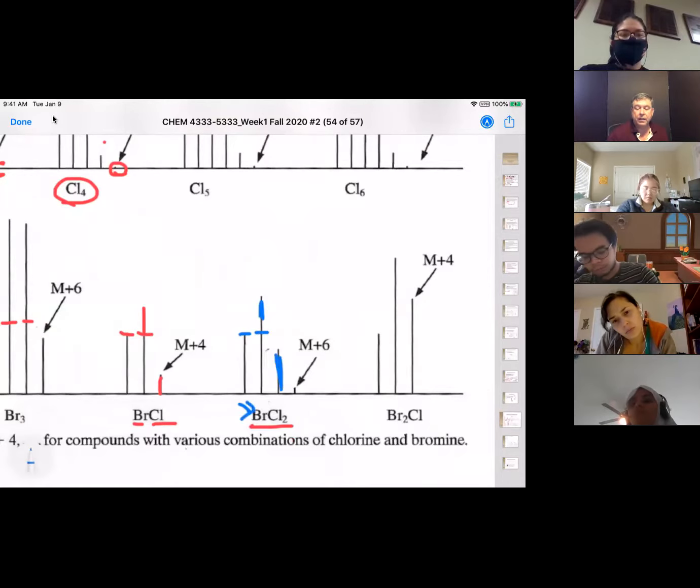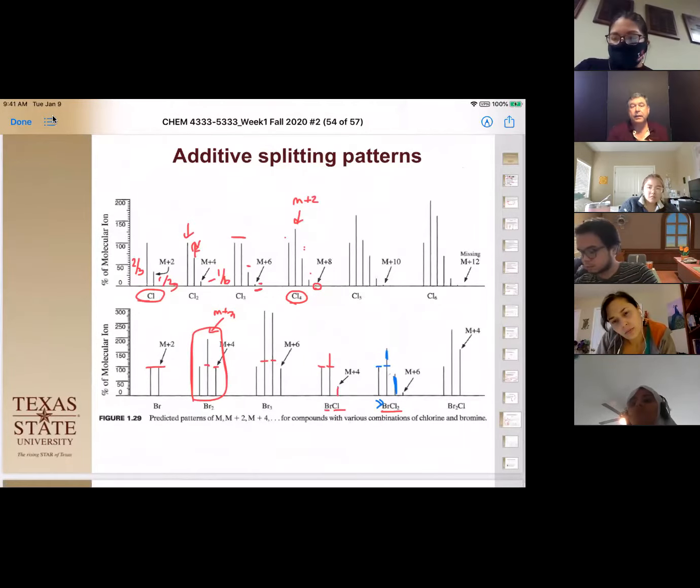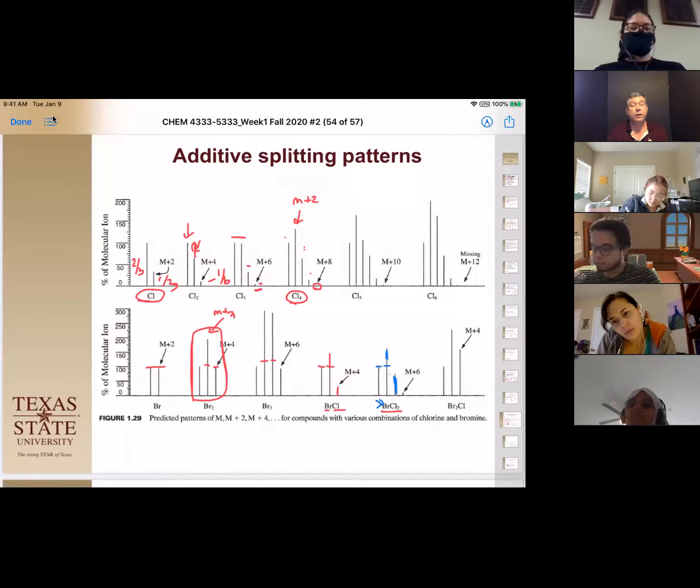Okay. So that's the reason that these additive splitting patterns change with going from a single chlorine or a single bromine. You just start looking at trying to add those peaks together as they continue to add more and more. So if you're starting to see a pattern where it's an M and M plus 2 and M plus 4, then you're starting to look for peaks that are getting to the idea that we have either a chlorine or a bromine. All right, questions on halogen splitting?